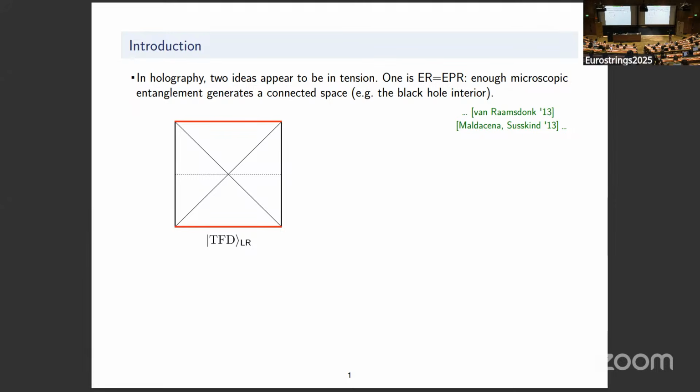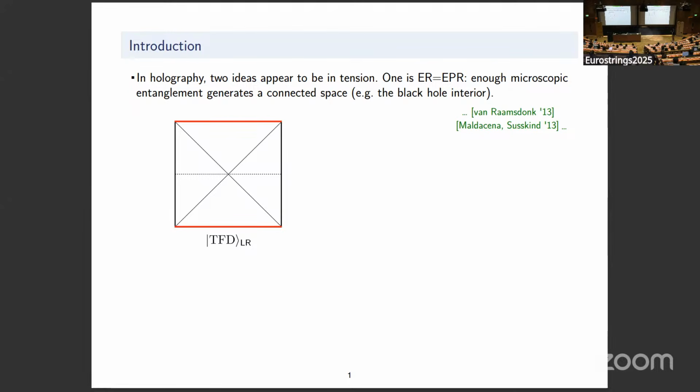The classic example in holography to try to understand this is to place two holographic systems, on the left and on the right, in a specific quantum pure state, which is entangled. This state is called the thermofield double state, and it is a very special entangled state in that it canonically purifies the thermal state on one of the two systems. So this state contains a large number of EPR pairs, a large amount of entanglement. And this state is semi-classically dual to the eternal black hole in AdS.